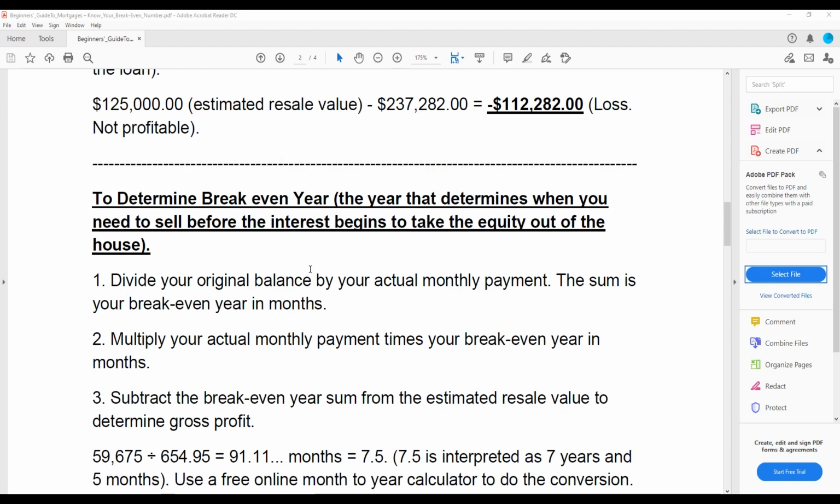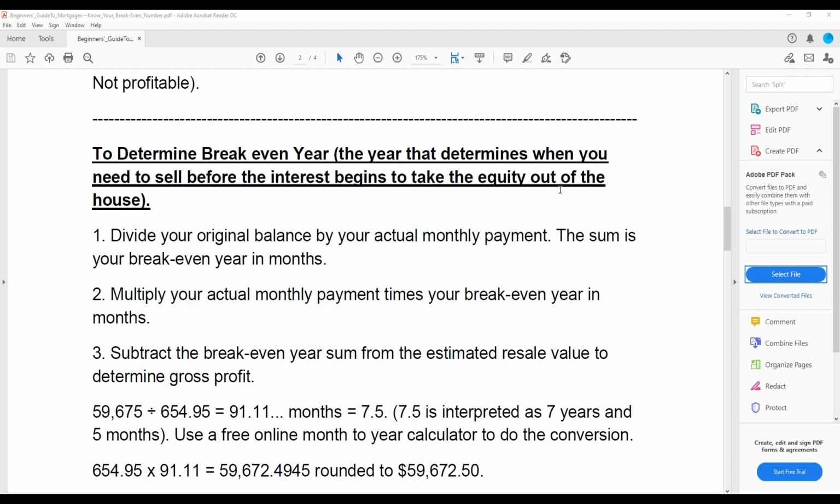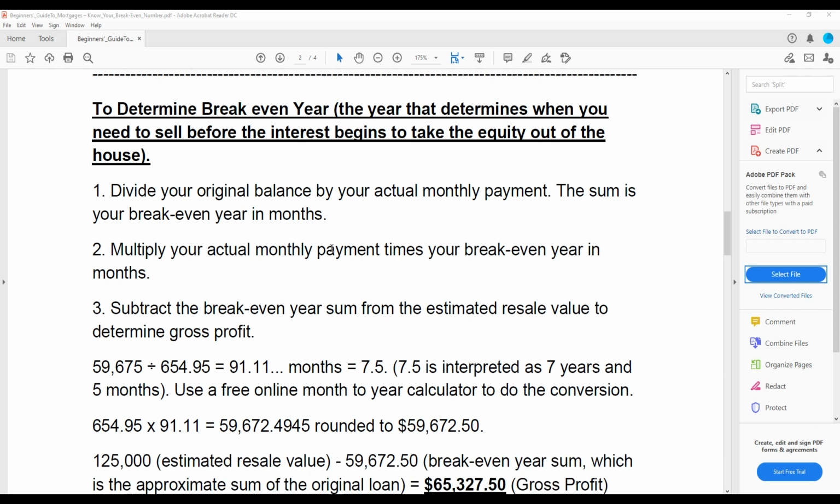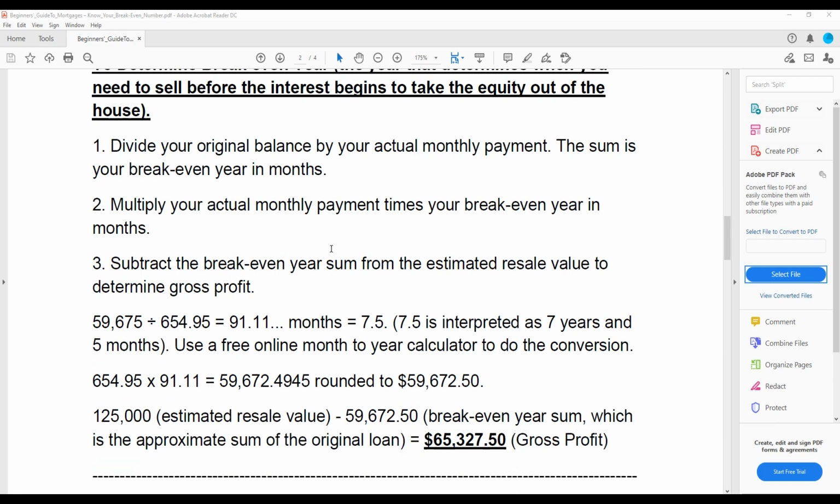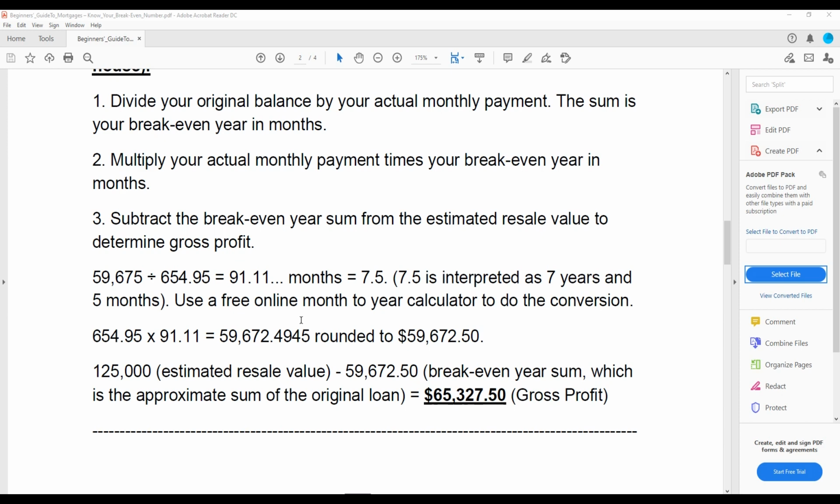To determine break-even year, the year that determines when you need to sell before the interest begins to take the equity out of the house, here are the steps. Divide your original balance by your actual monthly payment. The sum is your break-even year in months. Multiply your actual monthly payment times your break-even year in months. Subtract the break-even year sum from the estimated resale value to determine gross profits.